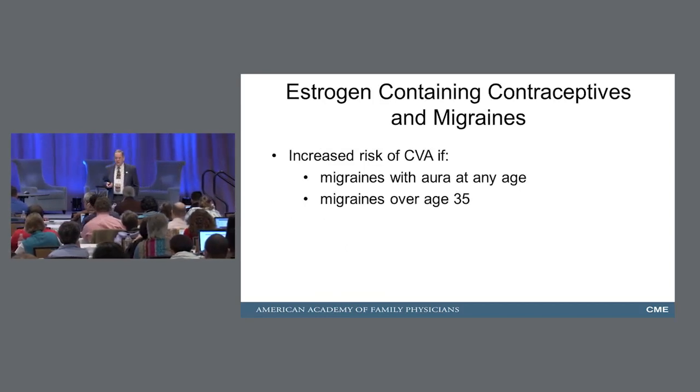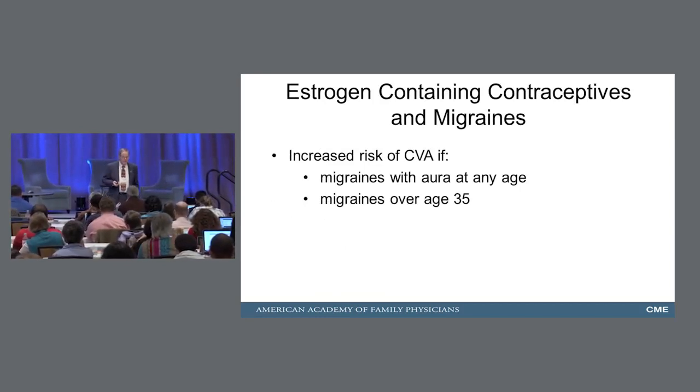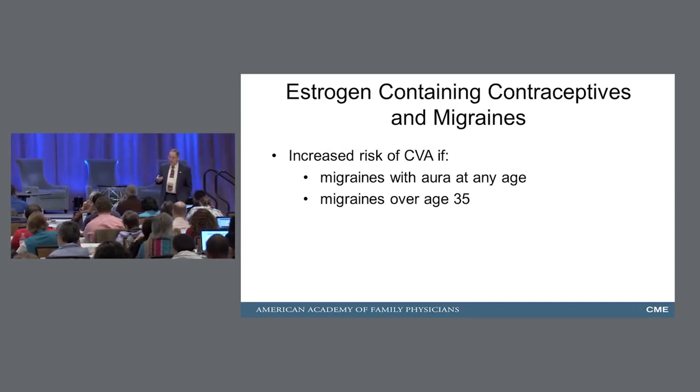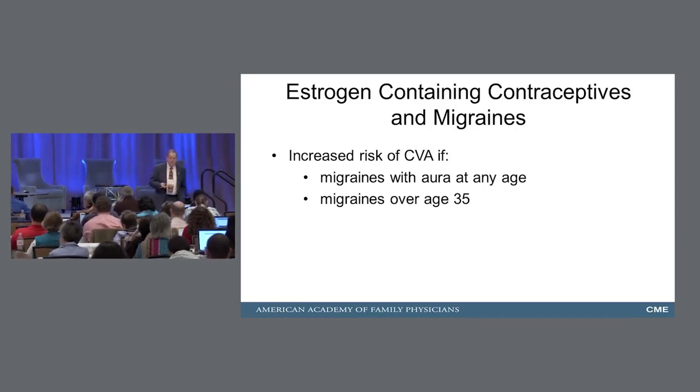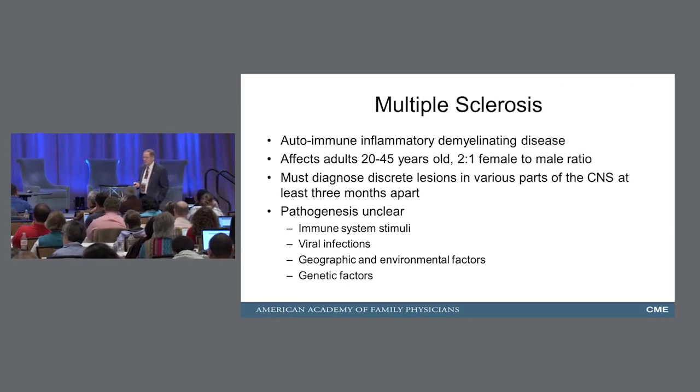Don't forget estrogen-containing contraceptives. There's an increased risk of stroke using those with any woman who has migraines with aura. So that should be a reason to seriously consider not prescribing oral contraceptives. Any woman over 35 who has migraines also has an increased risk of stroke.